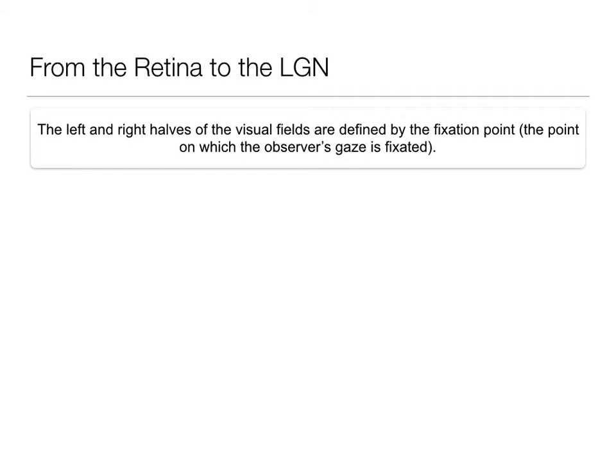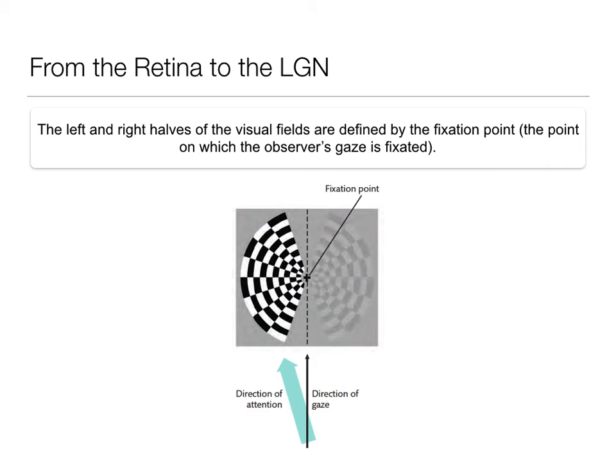So to recap everything we just said, the left and the right halves of the visual field are defined by the fixation point. So if you stare at the doorknob, everything to the left of the doorknob would be the left visual field, and everything to the right would be the right visual field. If you were to change your fixation to a paperclip on your desk, everything to the left of the paperclip would be the left visual field, everything to the right of the paperclip would be the right visual field. So again, an example was from that fMRI study. The fixation point was the cross, everything to the left of the cross was the left visual field, and everything to the right of the cross was the right visual field.